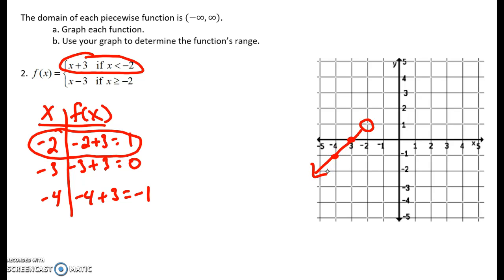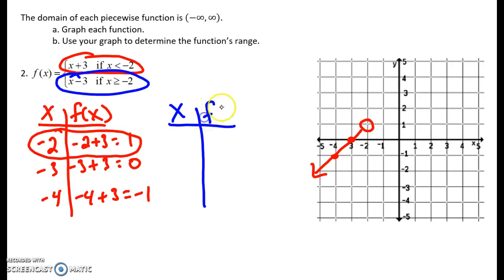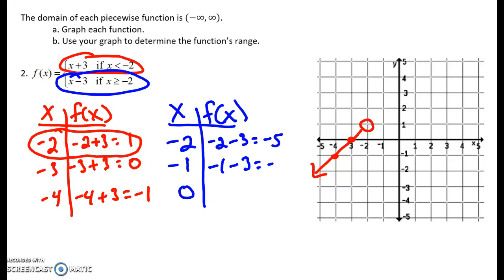Now I need to graph the second half of the function. f of x equals x minus 3 when x is greater than or equal to negative 2. Again, I'm going to make a table of values. And I'm going to start with negative 2, but this time pick values that are greater than negative 2, like negative 1 and 0. If I substitute negative 2 into this equation, negative 2 minus 3, I get negative 5. Substitute negative 1 in, negative 1 minus 3, I get negative 4. Substitute 0 in, 0 minus 3, I get negative 3.